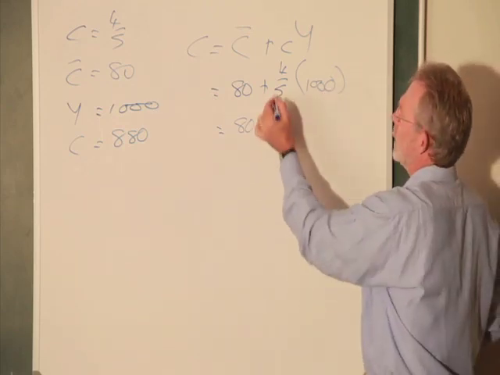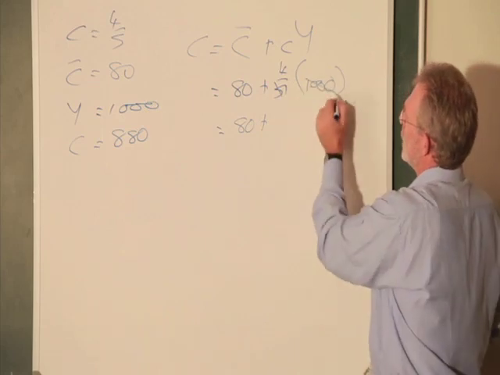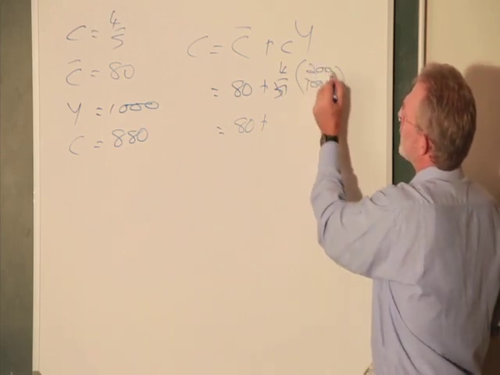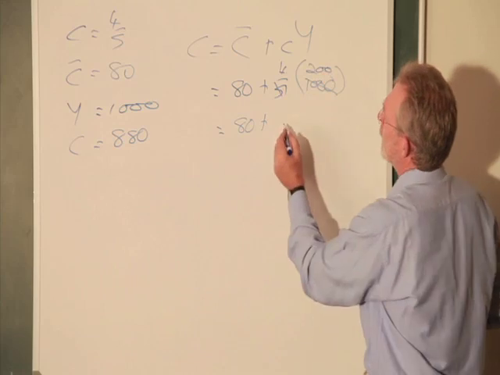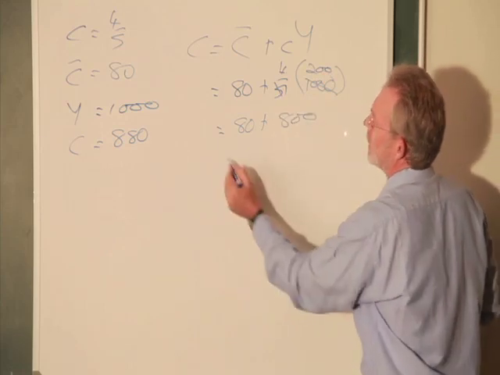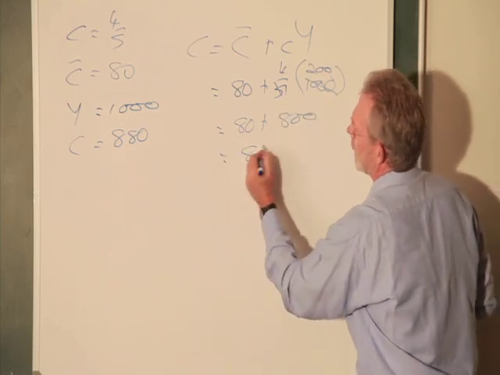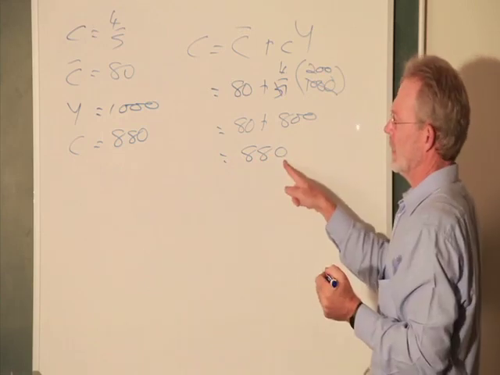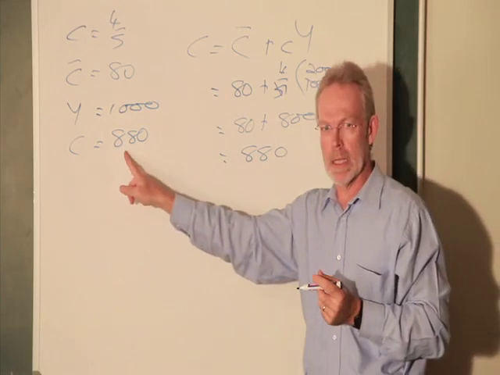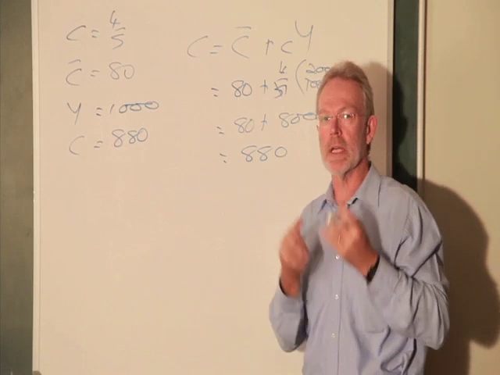Again, we can simplify it. 5 into 1,000 is 200, times 4, 4 times 200 equals 800. So consumption spending equals 880, which is what the statement also indicated. So the statement is true.